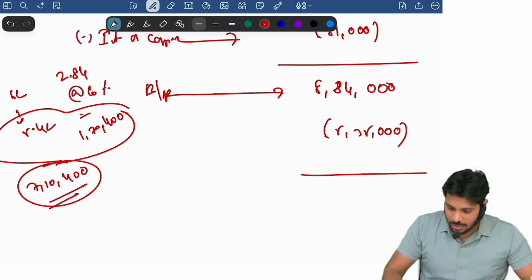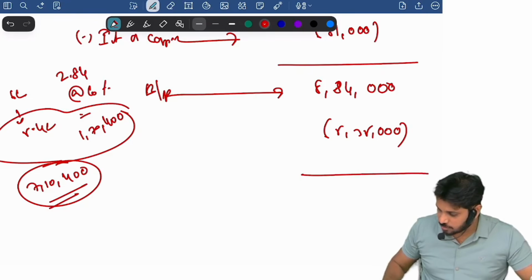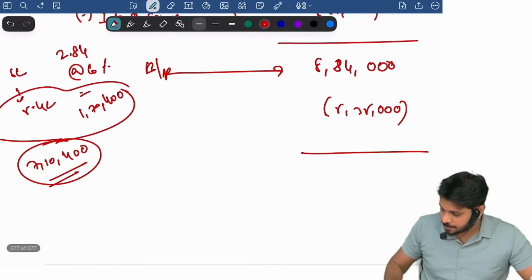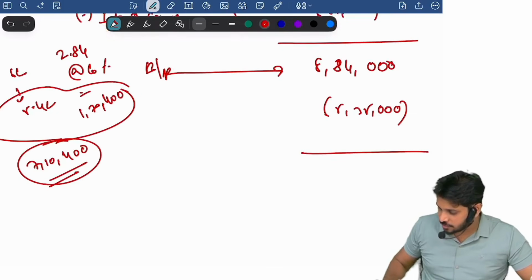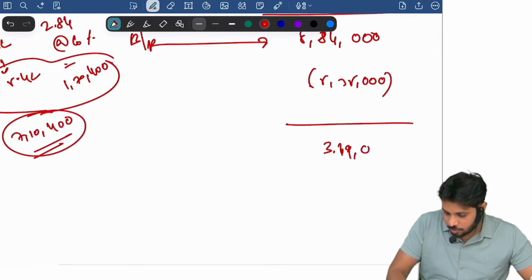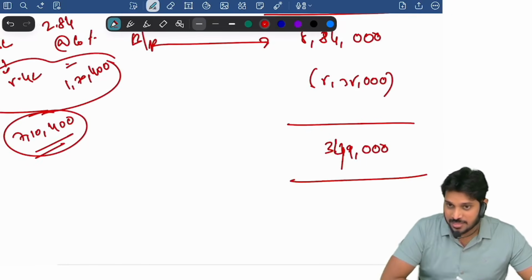So income of the firm, sorry, 8,84,000 minus 5,35,000 is equal to 3,49,000. That is the income of the firm as per PGBP.